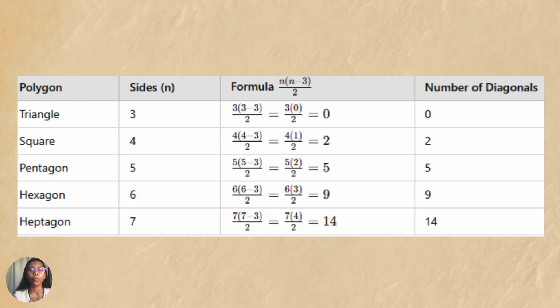So how about a quadrilateral? In a square, there are four sides and two diagonals. In a pentagon, there are five sides, and a pentagon has five diagonals connecting different non-adjacent vertices. For example, a star symbol contains several diagonals.